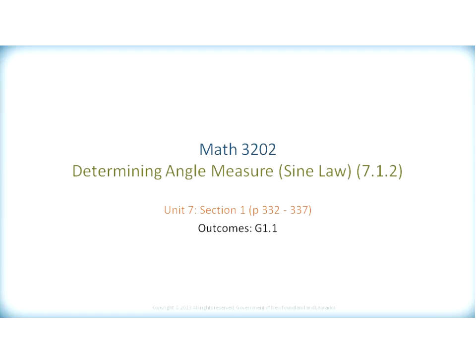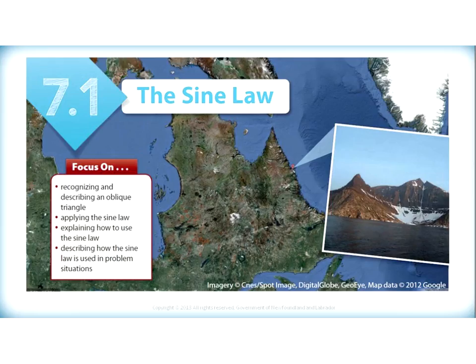In this lesson, we're going to be looking at determining angle measures using sine law. In the last video, we looked at determining a side length using the sine law. This time we're going to look at a missing angle. So we're going to be dealing with oblique triangles again.